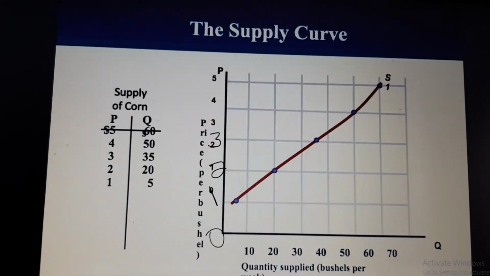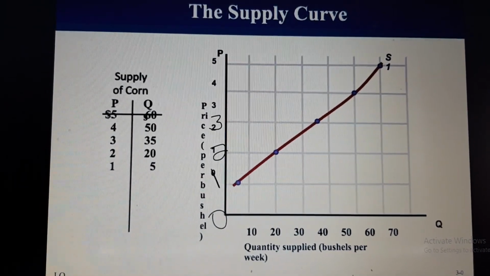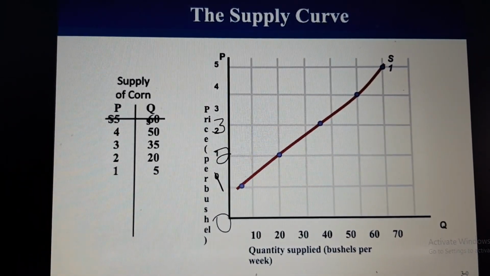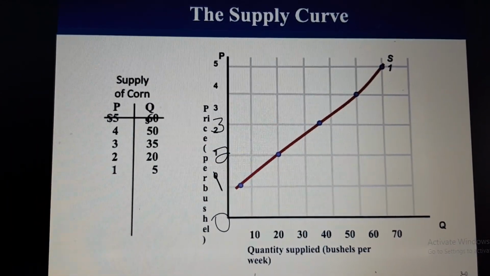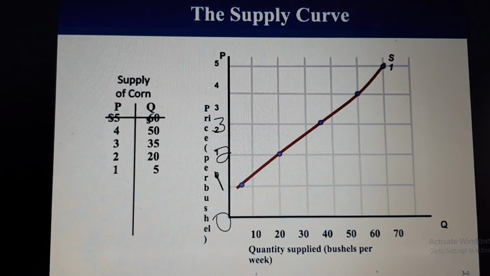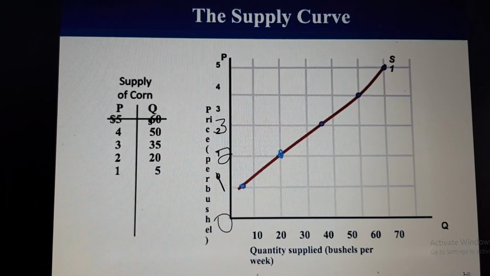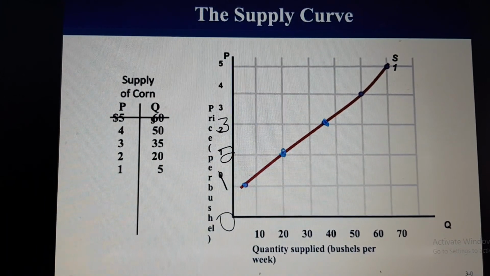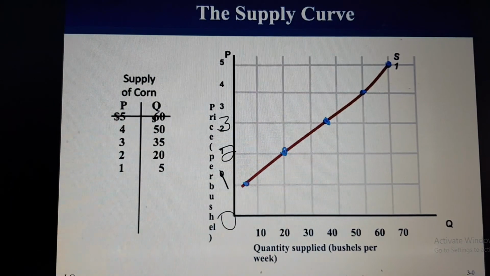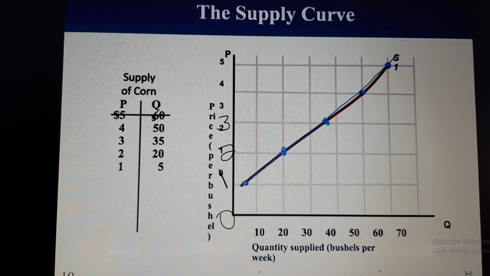So, at $1 per bushel, the farmer is only willing to supply 5 bushels of corn per week. At $2, they could cover more of their costs plus maybe earn more of a profit, and so they're willing to supply 20 bushels per week. At $3, they're willing to supply 35 bushels. At $4.50, and at $5, they'll supply 60 bushels of corn. And so we connect these dots and we get our supply curve.